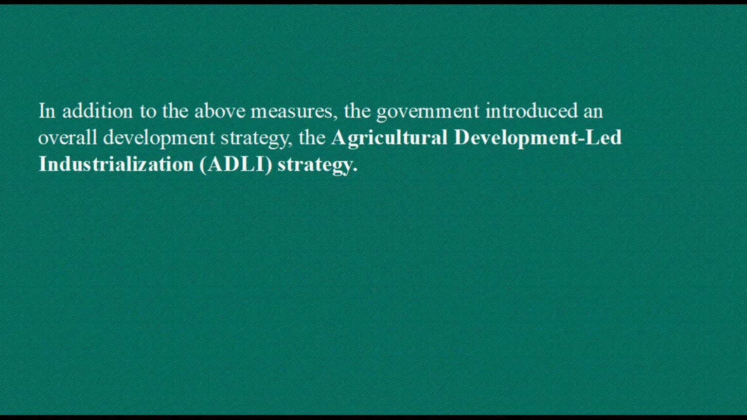In addition to all those measures, the government introduced an overall development strategy, the agricultural development led industrialization strategy. I hope, students, you remember that from the previous lesson. It has four major programs. The development of agriculture is the base for the development of the industrial sector.